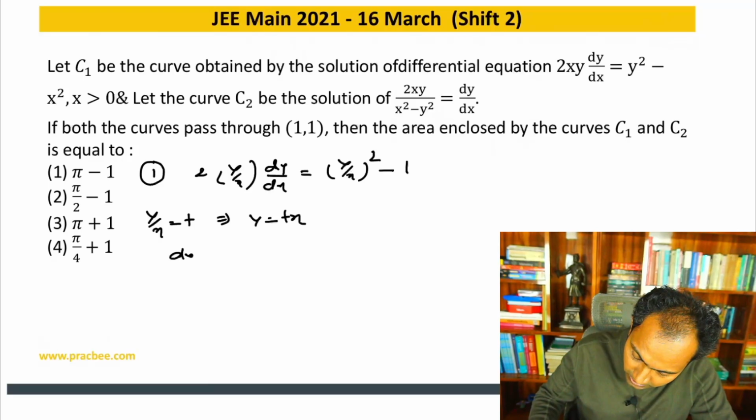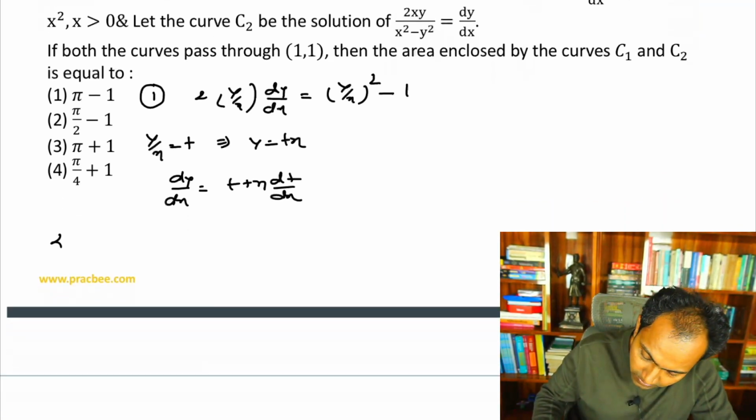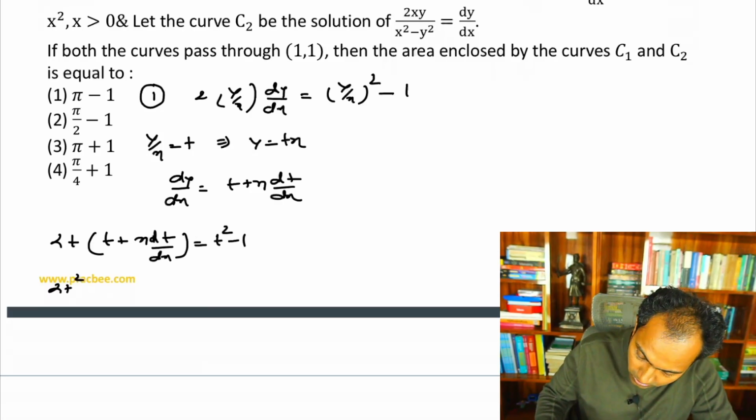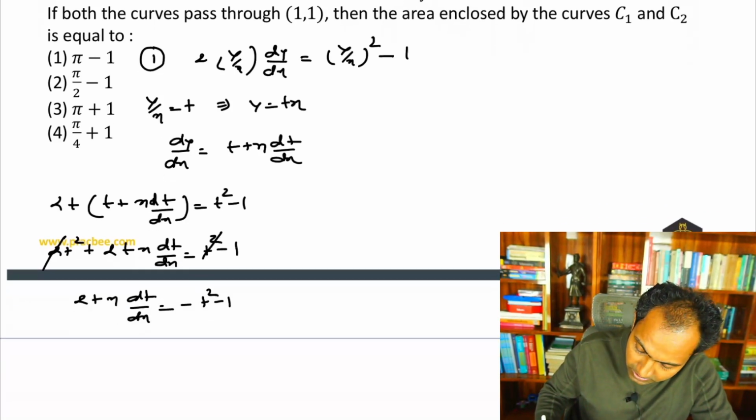And if I differentiate, and this we have done a lot of times now, it will be equal to t plus x dt by dx, which if I simplify becomes 2t into t times x dt by dx is equal to t square minus 1, or 2t square plus 2tx dt by dx is equal to t square minus 1. This will get cancelled out, and what we have got is 2tx dt by dx is equal to minus t square minus 1.